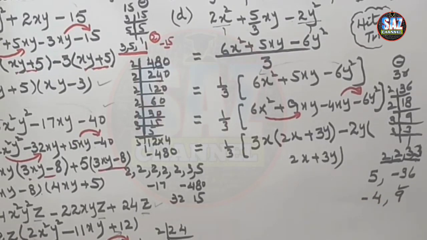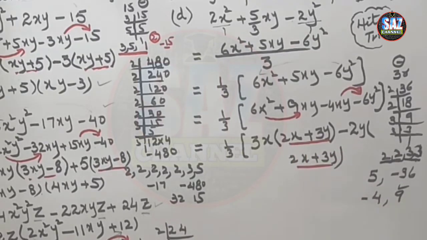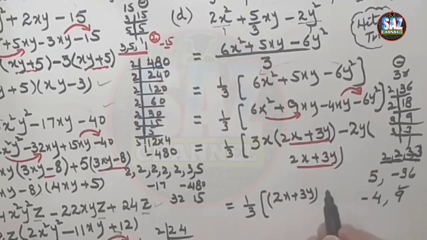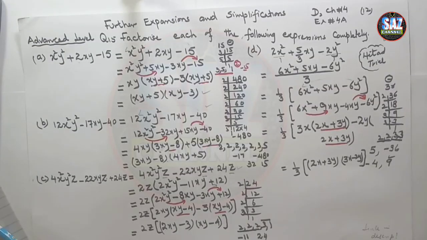Now again, see that this whole group is common. So extract it out. 1 over 3 into 2x plus 3y into 3x minus 2y. This was all for today's class.